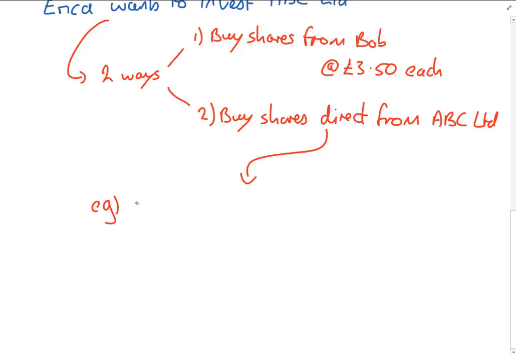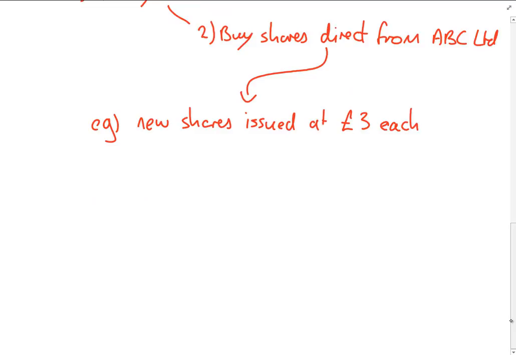ABC might decide that it wants to issue new shares, and therefore will issue them not at the nominal value, which was £1, and not maybe what Bob wanted, £3.50, but to encourage Erica to buy from the company it may say that it will sell some shares to Erica for £3 each. Okay, so in this case, Bob is not involved in the transaction, and the company does get money from Erica.